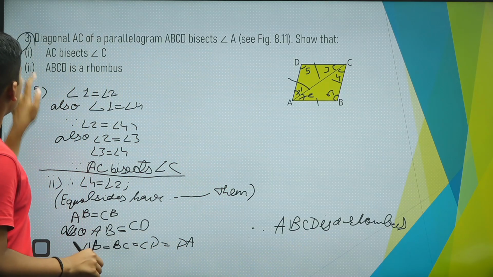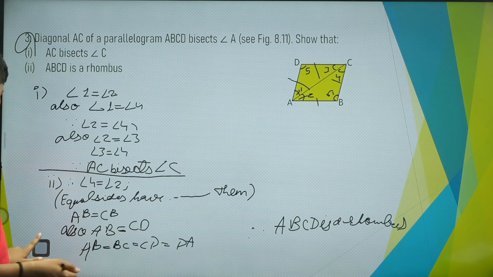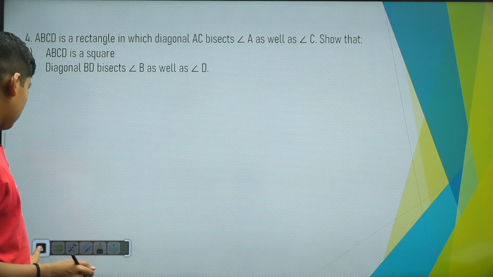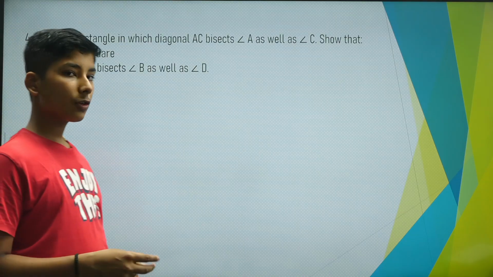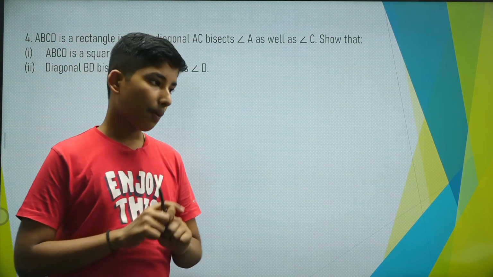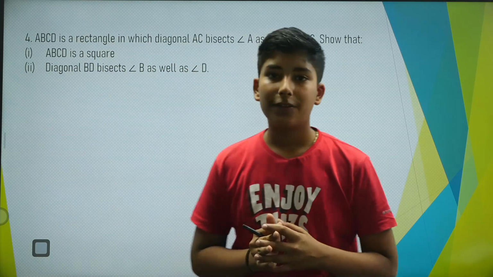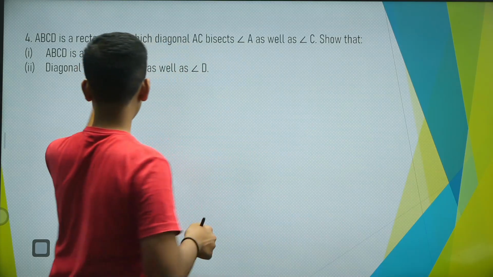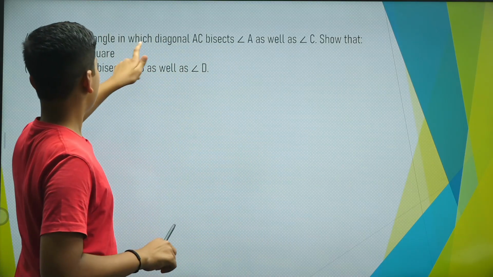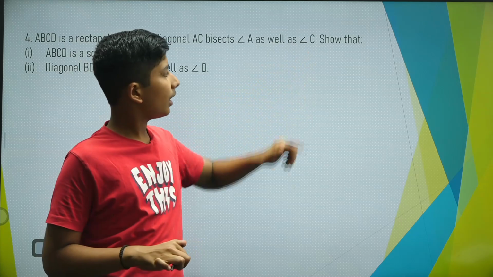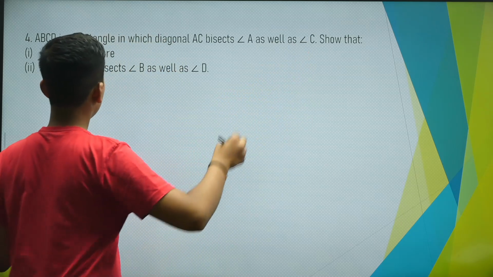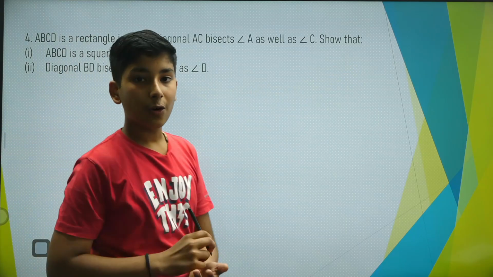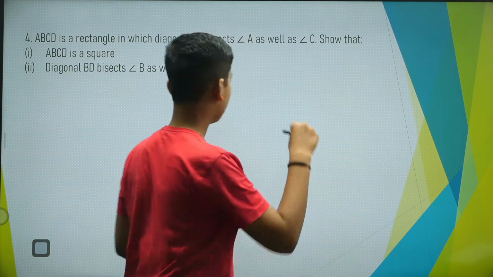This question was the shortest yet. Now we will come to our last question. Yes, this question might be a little bit confusing, but nothing is hard if you try. ABCD is a rectangle in which diagonal AC bisects angle A and C. So we can draw this. We have to prove that it is a square. So why not draw it already as a square?